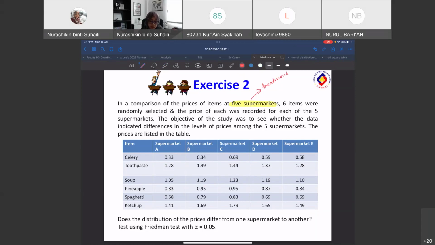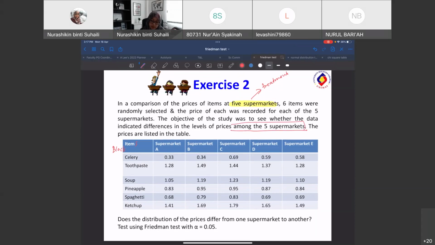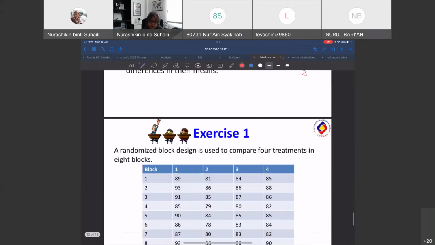Okay, for example, here we have different items. So this is the block. Okay, 6 items were randomly selected and the price recorded for 5. The objective is to see whether the data indicated differences in the levels of prices among 5 supermarkets. So this is actually the ultimate aim, to compare the 5 supermarkets. So that's how you identify the treatment. The rest is you apply the same thing, all the steps just now. Alpha is given at 0.05. Okay, so I leave it to you, exercise 1 and exercise 2.